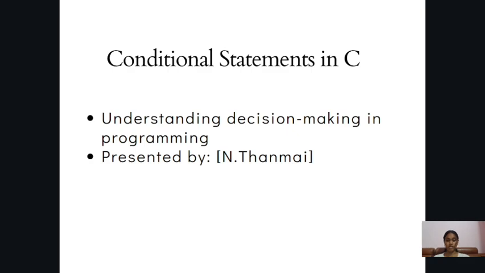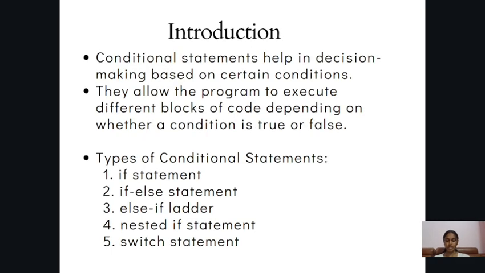and outputs. In real life, we make decisions every day. For example, checking if it's raining before we step out. Similarly, in the programming language, we use conditional statements to make decisions and control the flow of the program depending upon certain conditions. In conditional statements, there are 5 types.